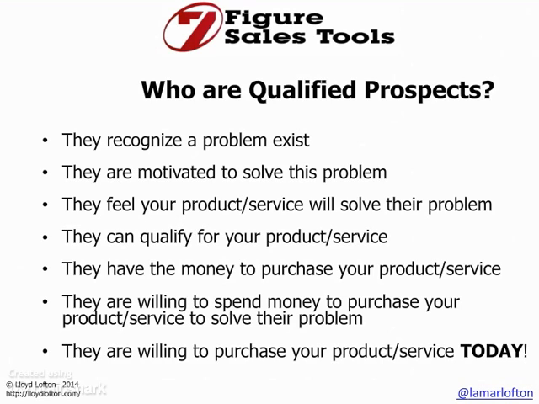And when you find somebody that recognizes they have a problem, are they motivated to solve that problem? Just because they know they have a problem doesn't necessarily mean they're motivated to solve the problem. So your challenge in getting qualified prospects to build your six-figure income and your seven-figure business is to find someone who recognizes they have a problem, they're motivated to solve the problem, and then the next criteria is that they feel like your product or service will solve their problem.